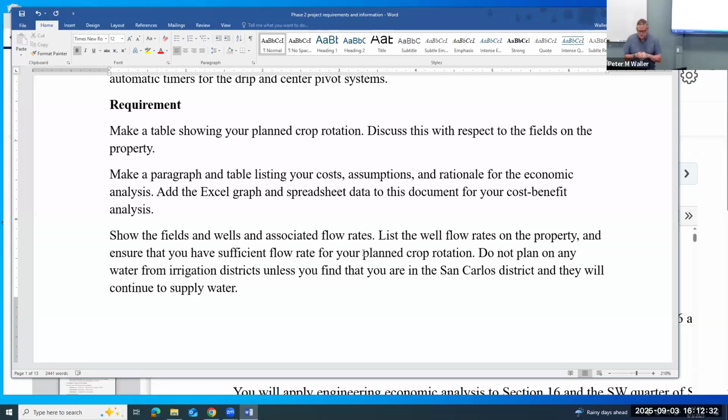The student who told me we needed to switch fields said this field is in the San Carlos district, which I'm kind of surprised by, but maybe it is. And I think San Carlos is still getting water from some river or something, so I'm not sure. But if you can prove that, if you want to take the time, you can use canal water. Otherwise, just use your well water.